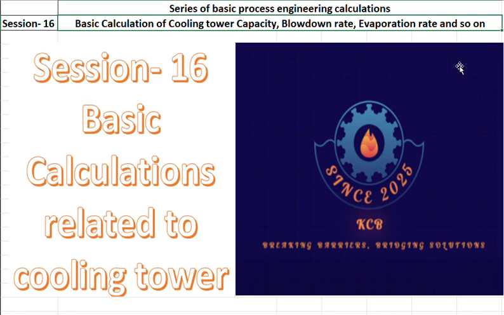In this series of basic process engineering calculations, in session number 16, our main focus is how to calculate the cooling tower capacity, its blowdown rate, evaporation rate, and other basics, like what is meant by range and approach. To perform the calculation, we first need to assume something.